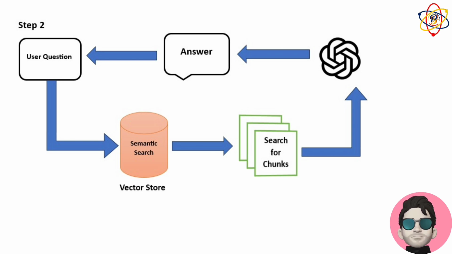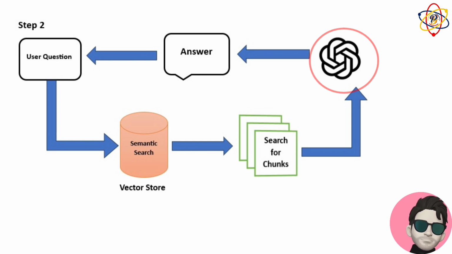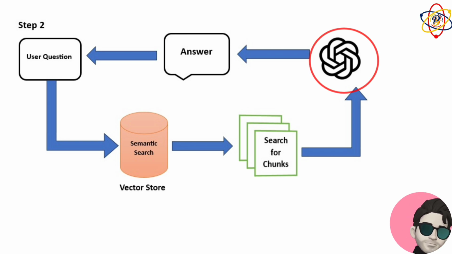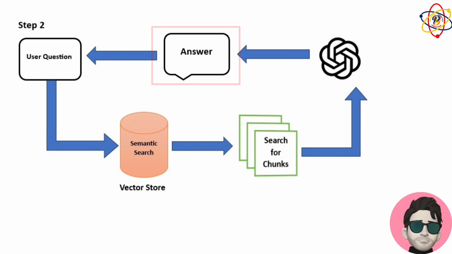Next, these chunks of information are sent to an external model, that is the OpenAI model we are using in this project. The model uses the chunks to generate a comprehensive answer to the user question. The model produces an answer based on information retrieved from where? From the vector store and the semantic search process. And finally, the generated answer is returned to the user. That is our complete cycle.